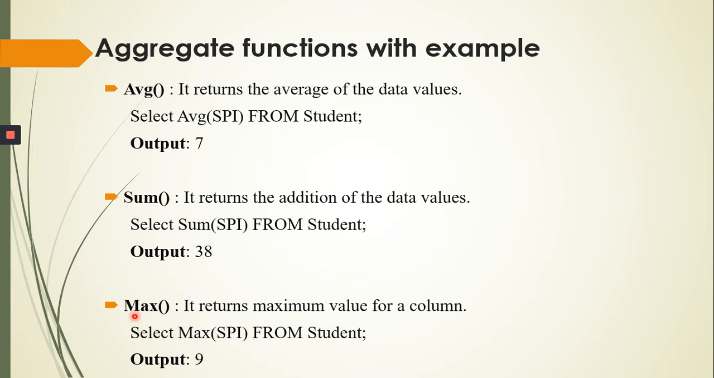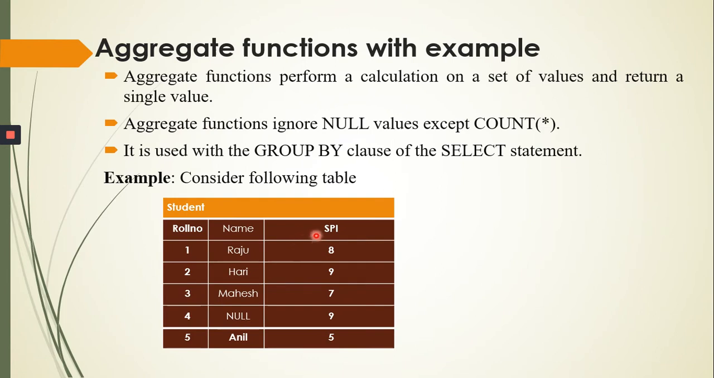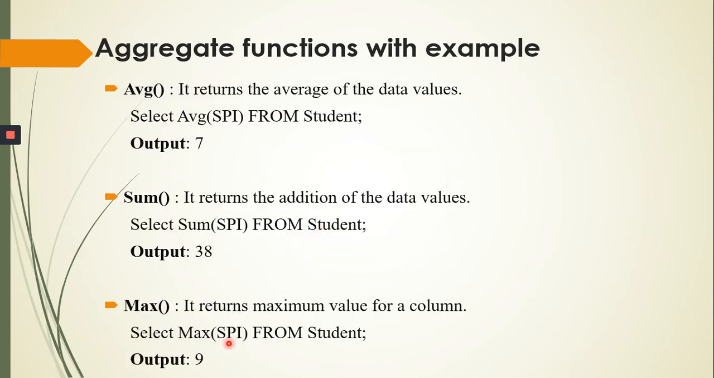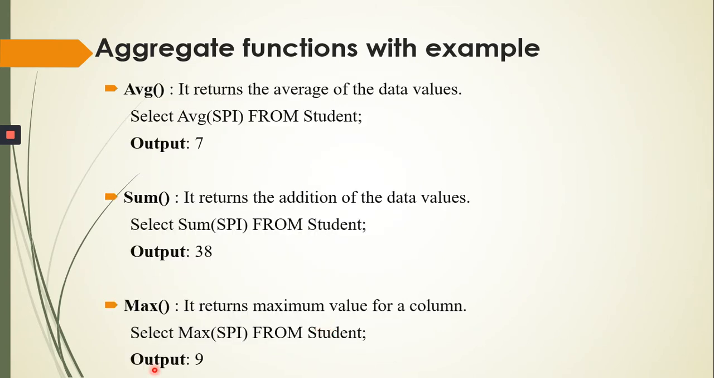Now maximum. As the name suggests, it returns the maximum value for the column. Suppose we have to find the maximum SPI of the student. Then we use the select statement, the function name is maximum, and in brackets we write the column name SPI, from the table student. Here the maximum SPI is 9, so the output will be 9.